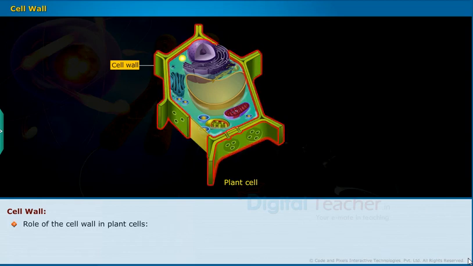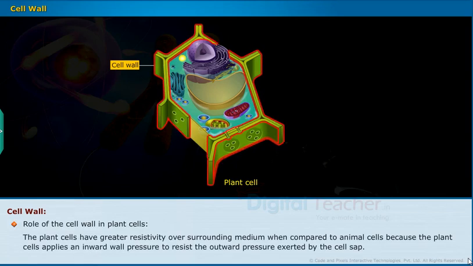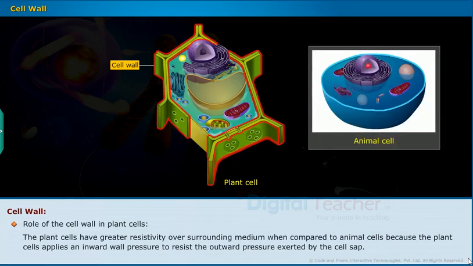Role of the cell wall in plant cells. The plant cells have greater resistivity over surrounding medium when compared to animal cells, because the plant cells apply an inward wall pressure to resist the outward pressure exerted by the cell sap.